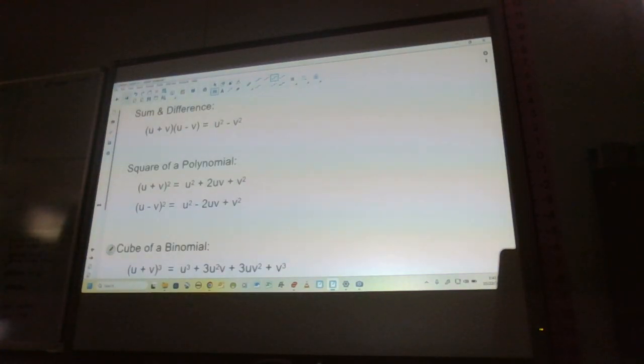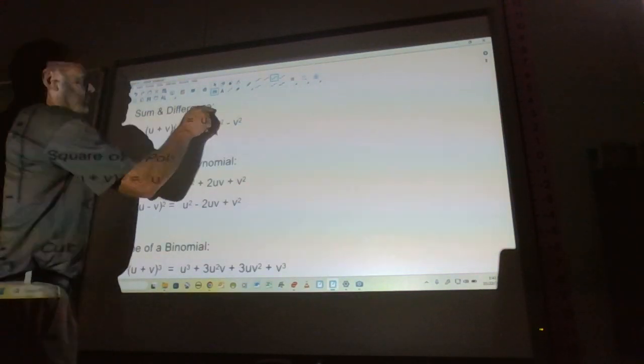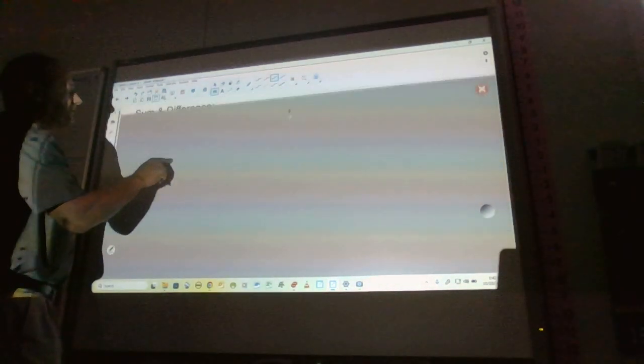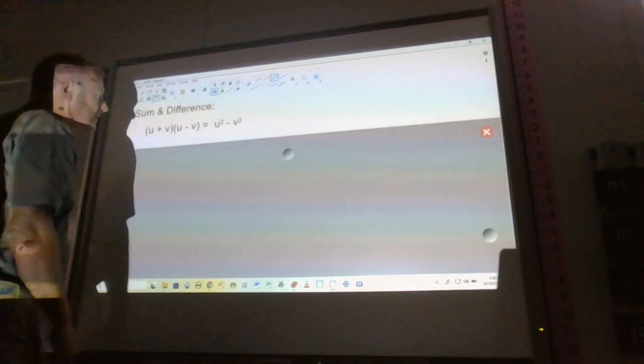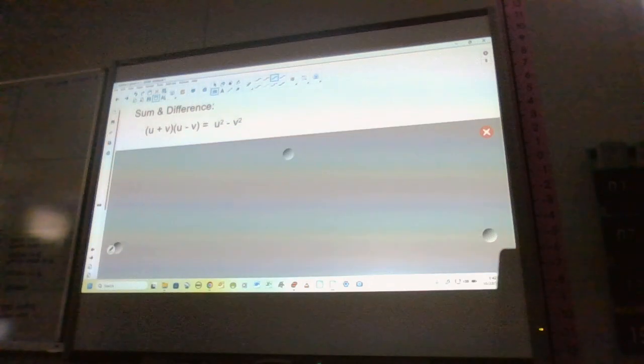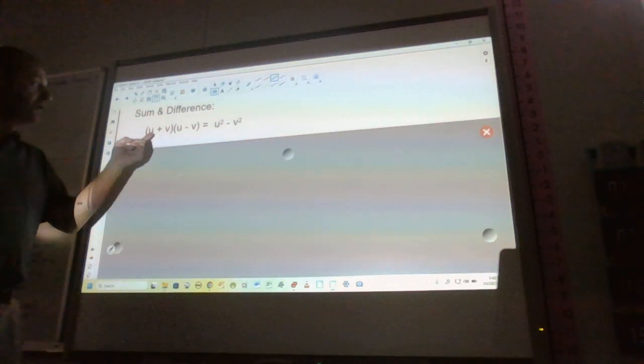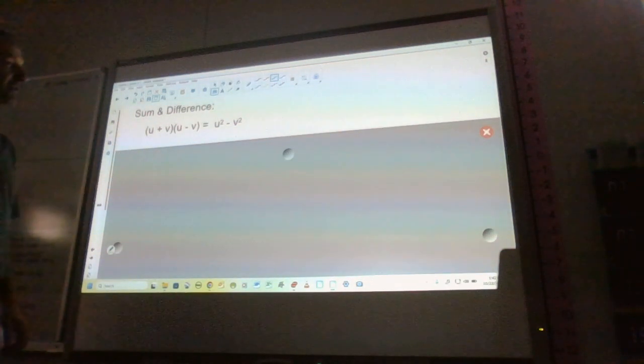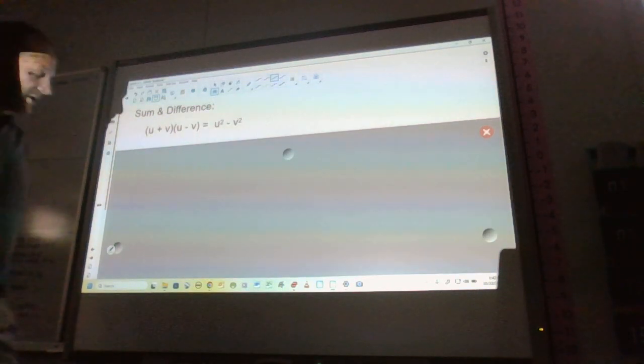Okay, some different formulas you're going to need to know. Let's focus on this one. Okay, sum and difference formulas. Formula: u plus v times u minus v is u squared minus v squared.